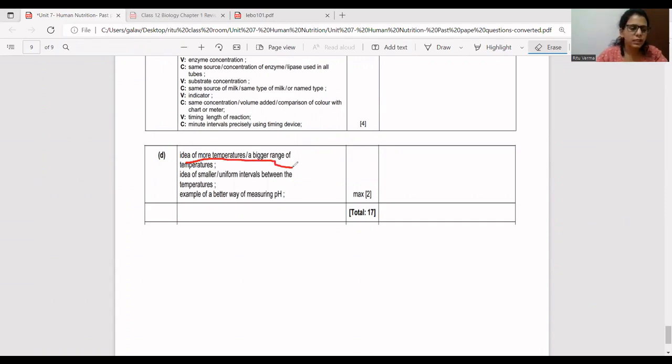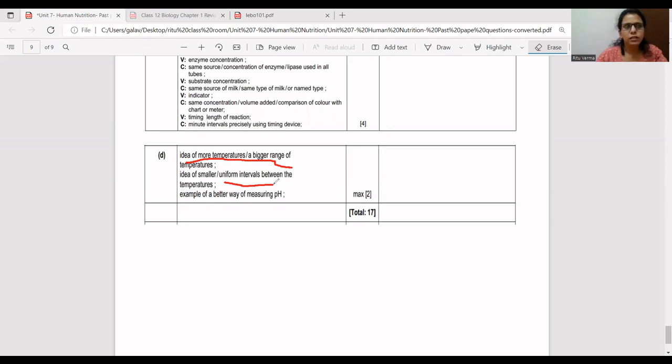Because here we have selected cold water, that means around 0 degrees Celsius, and then room temperature 21 degrees Celsius, and then hot water. That was 50 degrees Celsius. So we can do it at maybe 0, 10, 20, 30, 40, 50, 60 degrees Celsius. And then ideas of a smaller or uniform interval between temperatures.